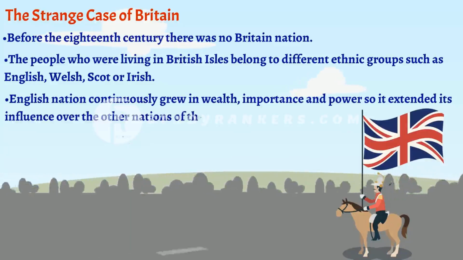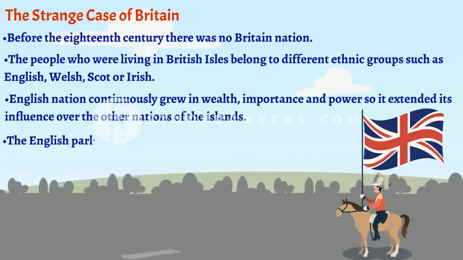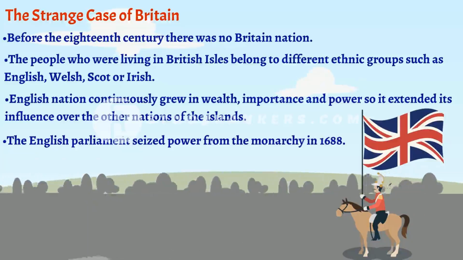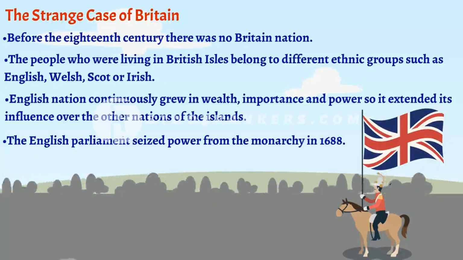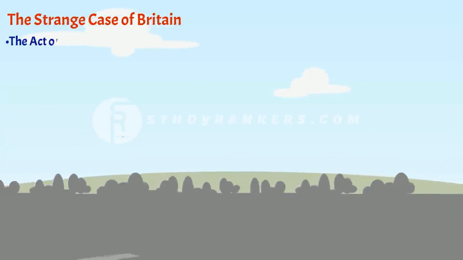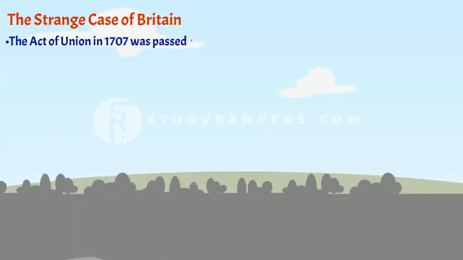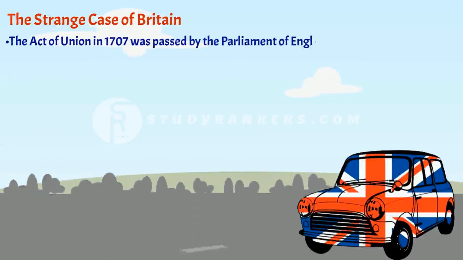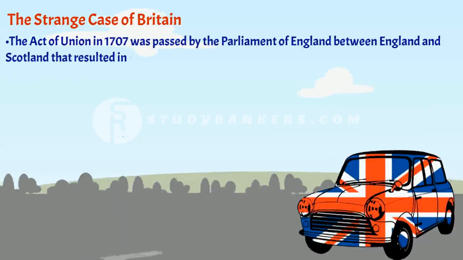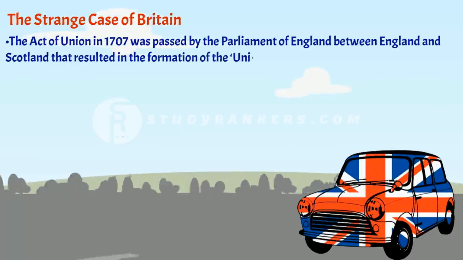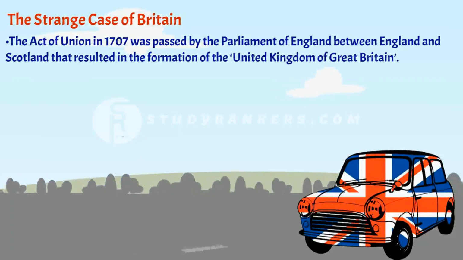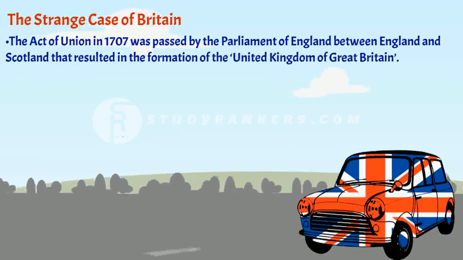After a long struggle, the English Parliament seized power from the monarchy in 1688, and this was the tool through which a nation-state with England at its center started taking shape. The Act of Union in 1707 was passed by the Parliament of England between England and Scotland that resulted in the formation of the United Kingdom of Great Britain.